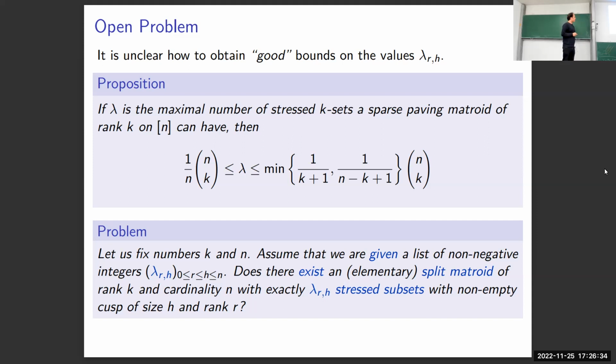You say this proposition, is this open or not? This is known, these bounds. Okay, bounds are known, but maybe you can improve the bounds. I see, okay. And the problem is, what if I give you numbers? So I can tell you, okay, if this lambda is this number, then yes, there is such a sparse paving matroid. But if you make it a little bit larger, I don't know. It probably really depends on n and k. Actually, I know that this is true. So it's pretty complicated to foresee what this number is for a given matroid. Okay, so let me end here.